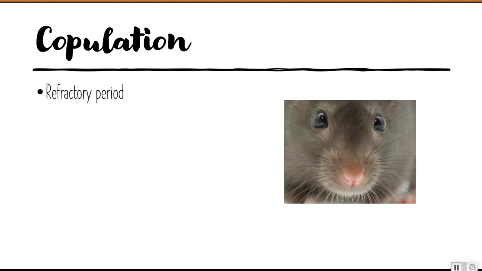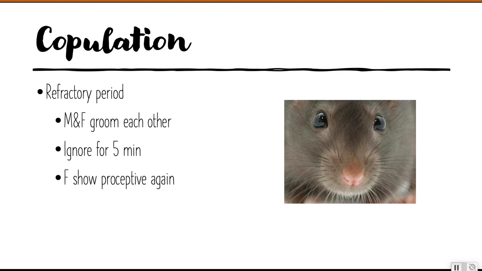Rats do have a refractory period. So the male and female will groom each other. Then they kind of go their separate ways and they ignore each other for about 5 minutes. Then after this window of time, the female is going to start showing proceptive behaviors again. And then this whole pattern is going to repeat.